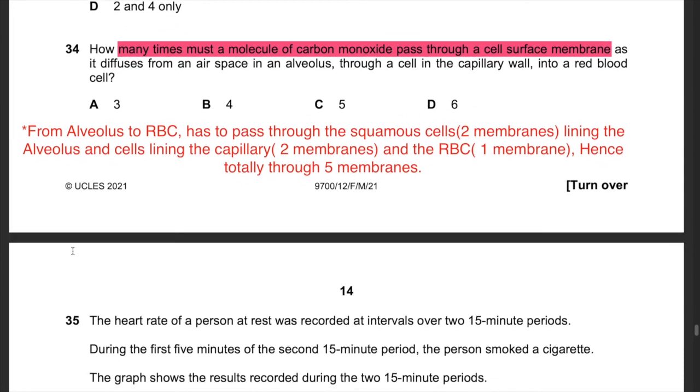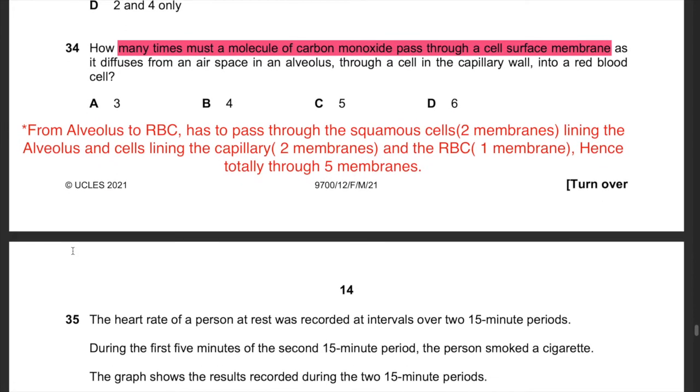Question 34. How many times must a molecule of carbon monoxide pass through a cell surface membrane as it diffuses from an airspace in an alveolus through a cell in the capillary wall into a red blood cell? From alveolus to red blood cell, if you visualize the diagram, it has to pass through the squamous cells, which is 2 membranes lining the alveolus, and cells that are lining the capillary also has 2 membranes, and the red blood cell, which is of 1 membrane. Hence, totally there are 5 membranes which the carbon monoxide has to pass through, hence 5 times. Therefore, the answer is C.